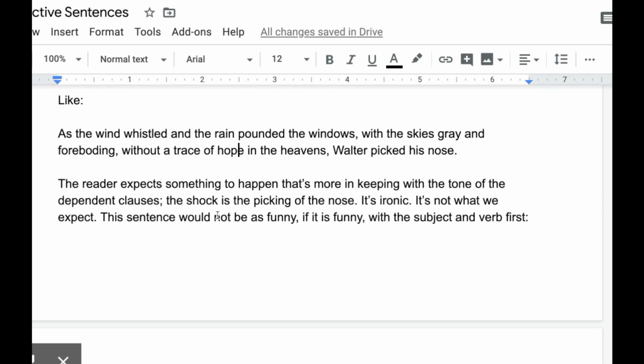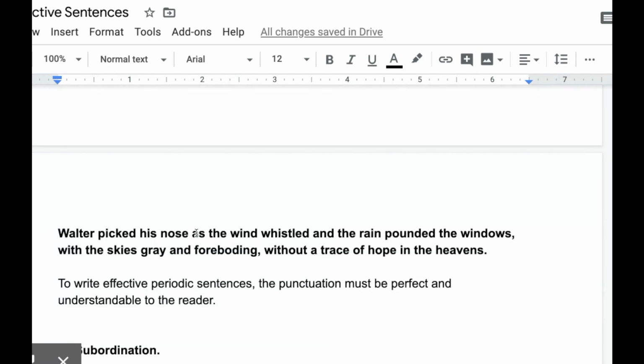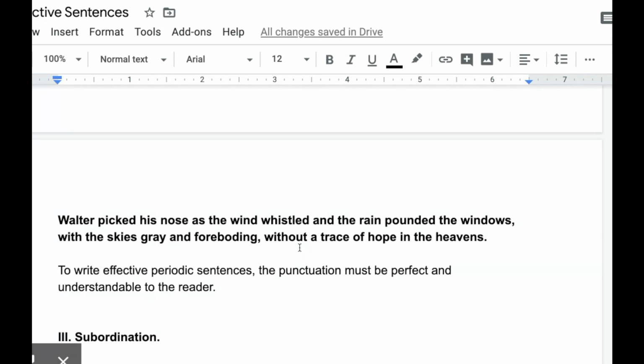This sentence should not be as funny, if it is funny, without the subject first. Like, Walter picked his nose as the wind whistled. This is still grammatically correct. It's just not as effective. Humor works on the unexpected. You have one, you have two, maybe three, and then four is the joke.